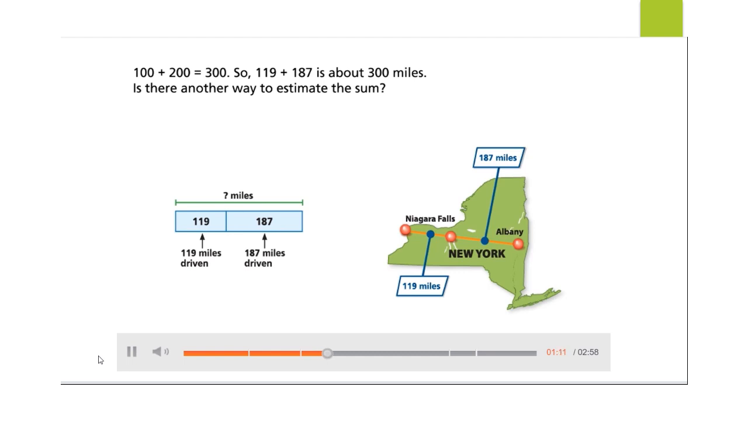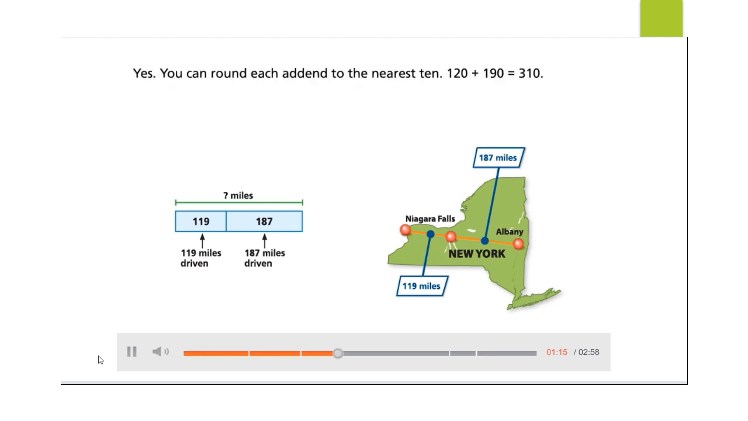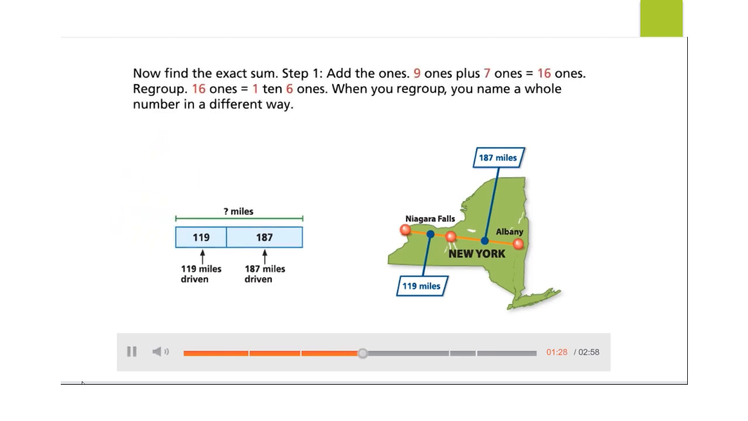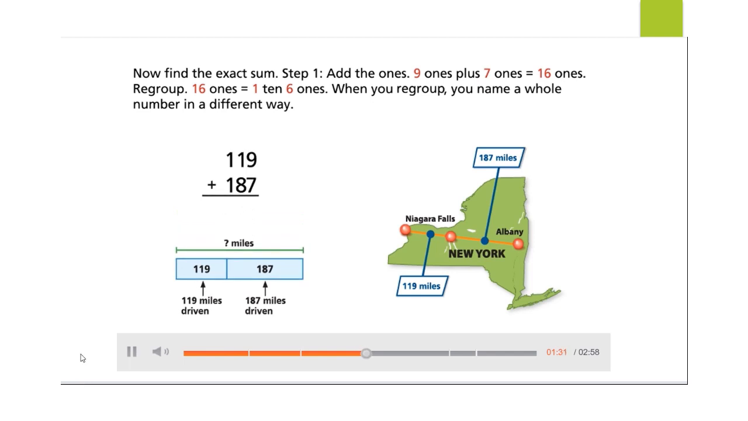Is there another way to estimate the sum? Sure. Yes, you can round each addend to the nearest 10. 120 plus 190 equals 310. Now find the exact sum.